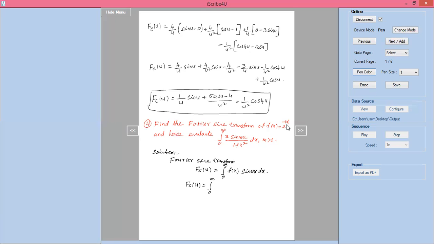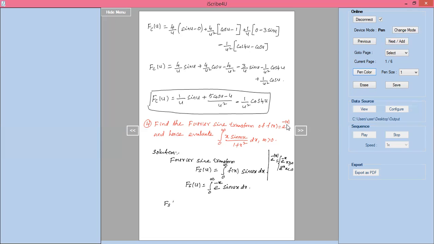Now, Fs of u equal to integration of 0 to infinity of f of x. I'll write e power minus of modulus of x as e power minus x for x greater than 0, and e power plus x for x less than 0. Here x greater than or equal to 0 also we can put. So from 0 to infinity, e power minus of modulus of x I'll write as e power minus x, into sine ux into dx.